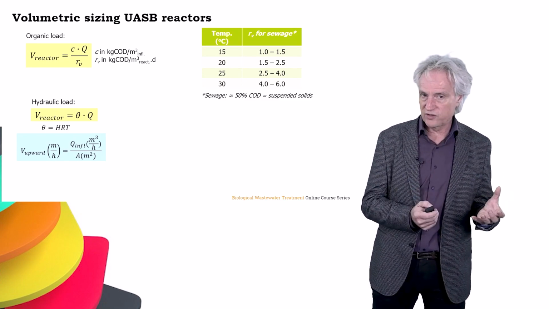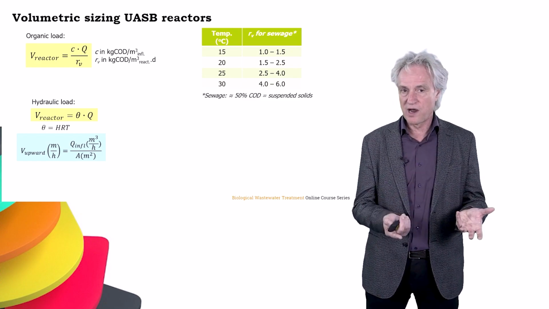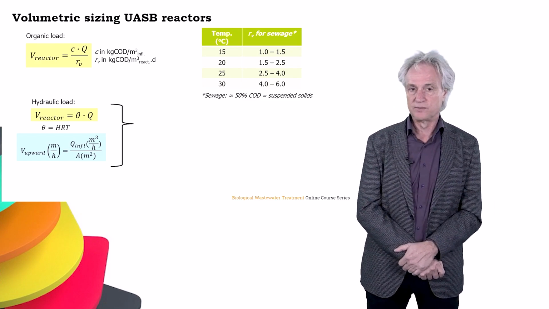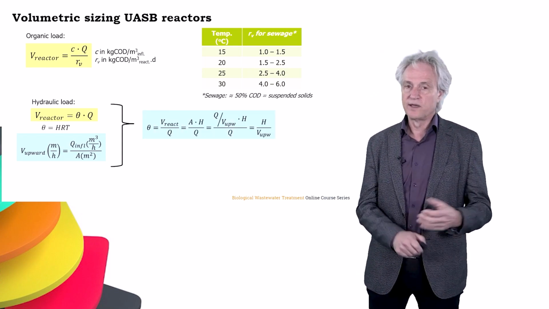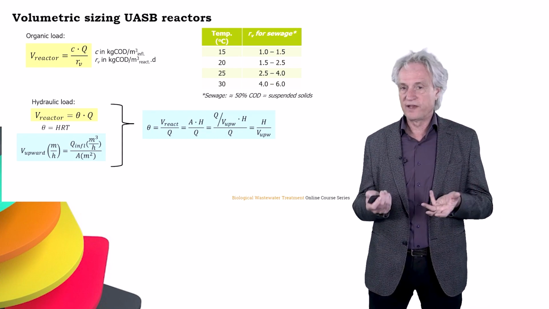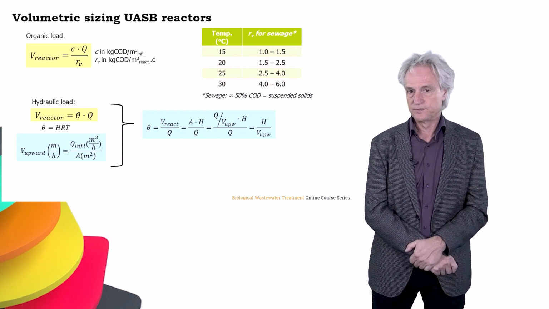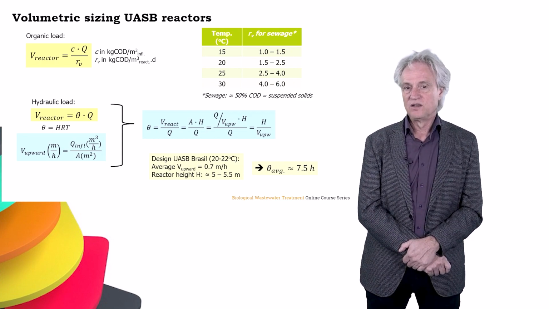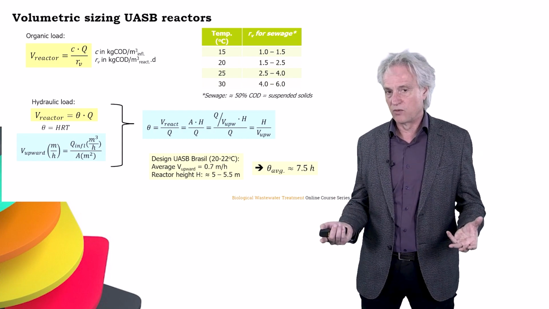And this upward velocity can be simply calculated by the flow, cubic meter per hour, divided by the surface area of the anaerobic reactor. Now combining these two, we can calculate that the hydraulic retention time is in fact equal to the height of the reactor divided by the upward velocity. Now the upward velocity has a certain value, as I mentioned, not more than 1 meter per hour.